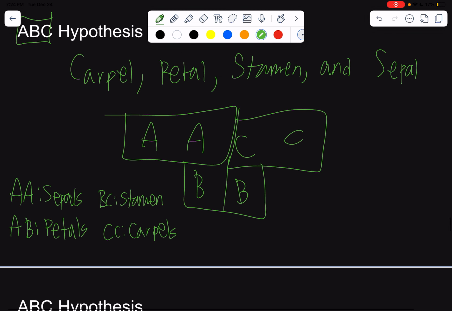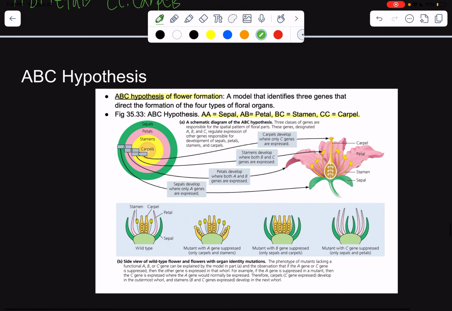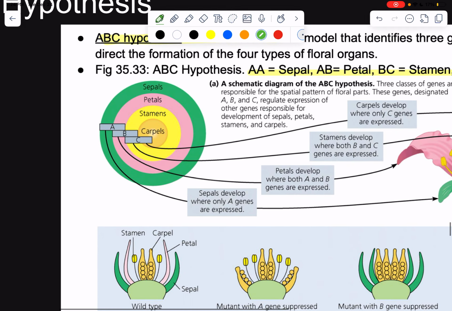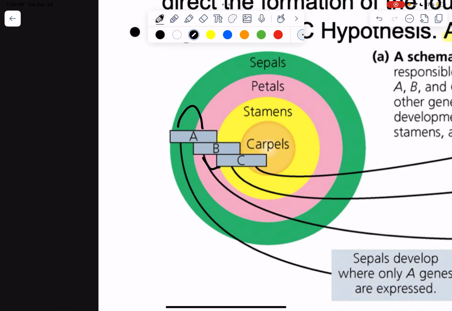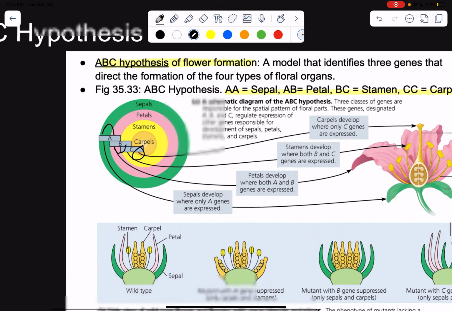And as you can see here in this diagram, they did it in a different diagram, but the answer is the same. The A controls these two parts, the B has these two, and the C is contained in these two.